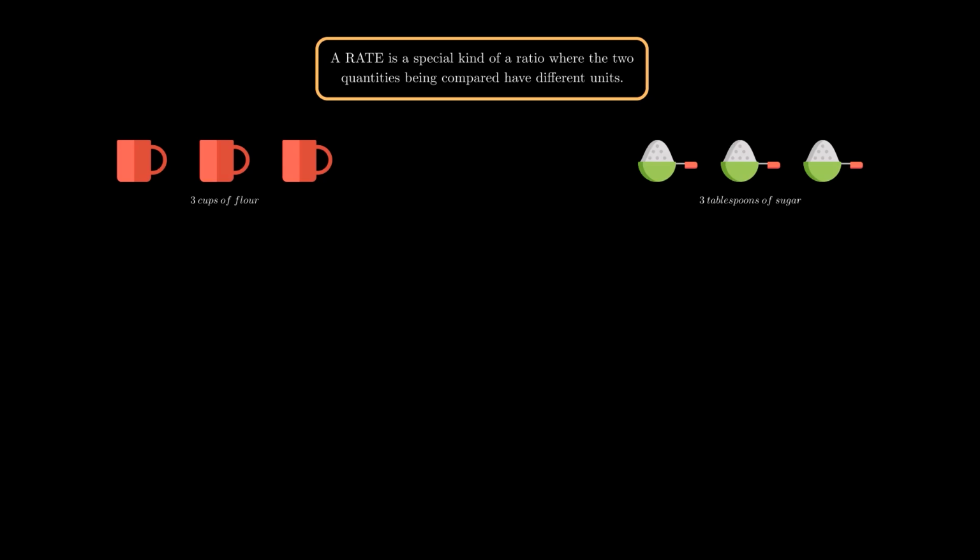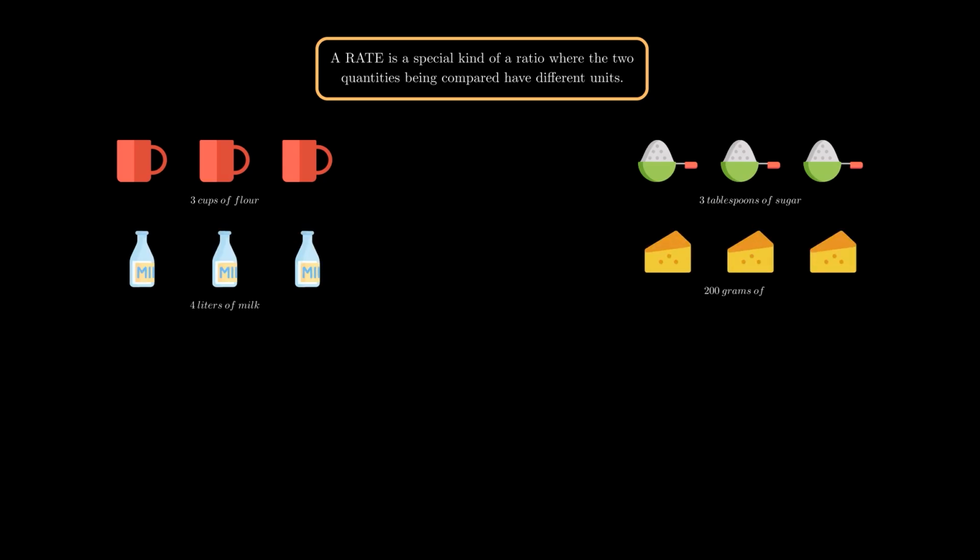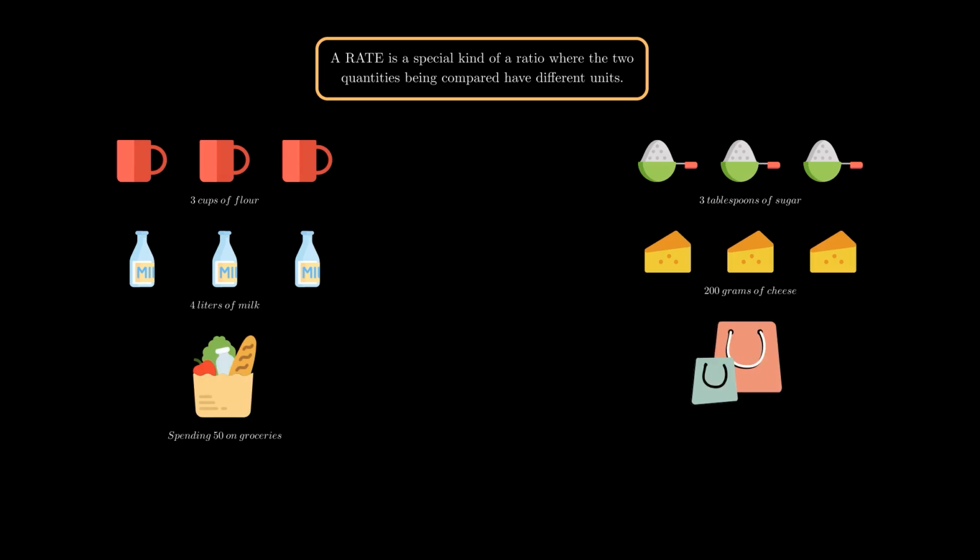Another example would be 4 liters of milk to 200 grams of cheese. In this case, we are comparing liters to grams. The last example is spending $50 on groceries to spending 2 hours on shopping. Here we are comparing dollars to hours. All of these are examples of rates. So far, we only looked at rates where denominators weren't 1. When you have a rate that has 1 as its denominator, it is called a unit rate.